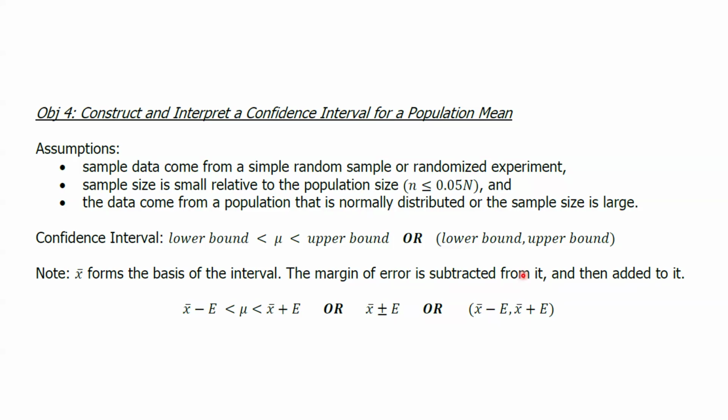Our confidence interval is going to be similar to what we've looked at before, where we have a lower bound and upper bound. Note here that X bar forms the basis of the interval for constructing and interpreting the population mean. So the margin of error is going to be subtracted from it and then added to it. As you see here, X bar plus or minus E. Just like with the proportions, we can take our point estimate X bar and add and subtract the margin of error to create a range.